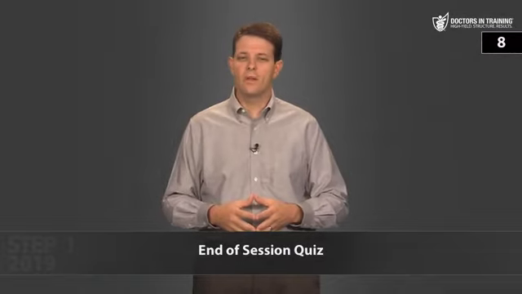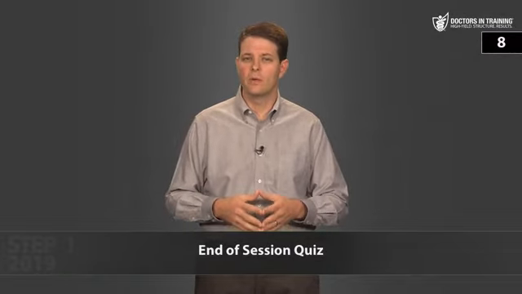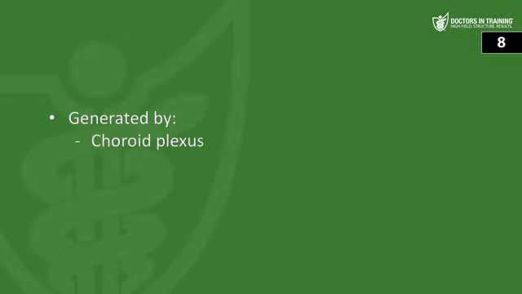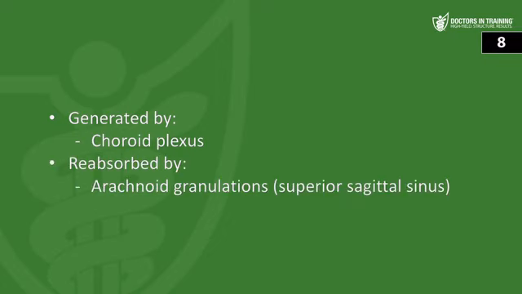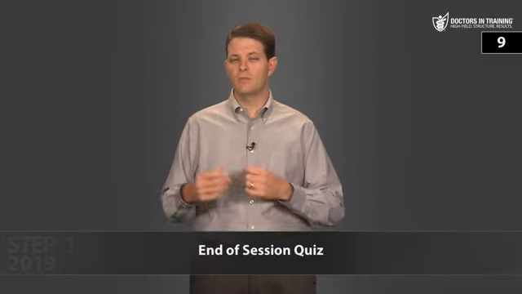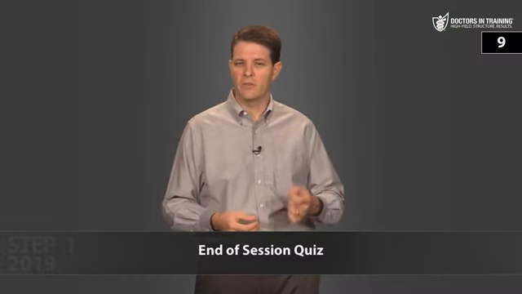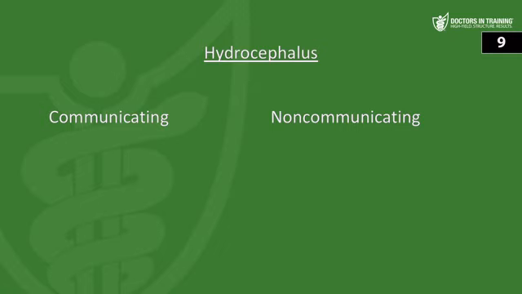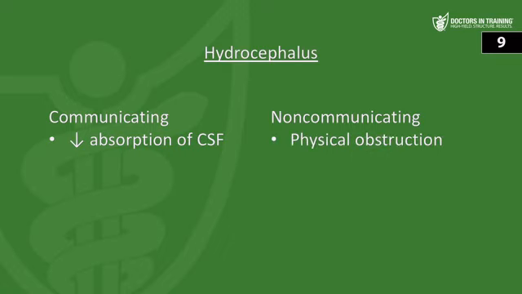First question, where is CSF generated and where is it reabsorbed? So it's generated by the choroid plexus and it's reabsorbed by the arachnoid granulations in the superior sagittal sinus. Next, what's the difference between communicating and non-communicating hydrocephalus? In communicating hydrocephalus, you have decreased absorption of CSF at the arachnoid villi. In non-communicating hydrocephalus, there's a physical, mechanical obstruction of the ventricles. They both cause hydrocephalus, just in different ways.